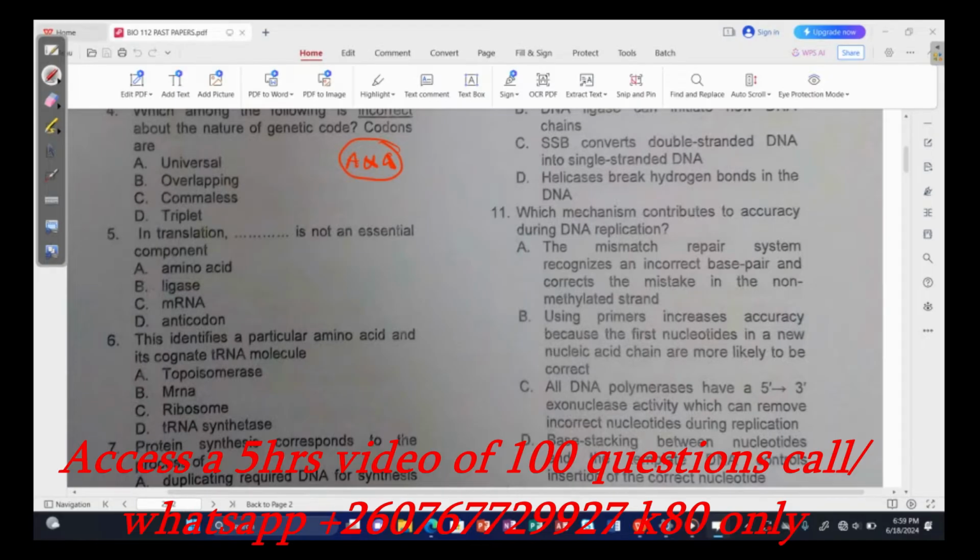So it will specify for methionine in animals as well as in plant cells. That's what universality means. So it's true. Then B is saying overlapping. So I'll come back to this to explain.